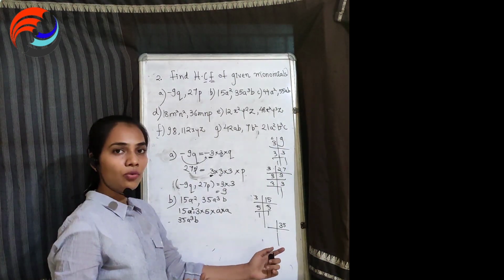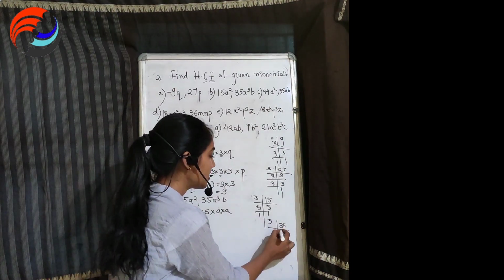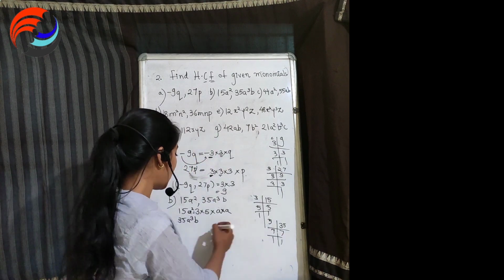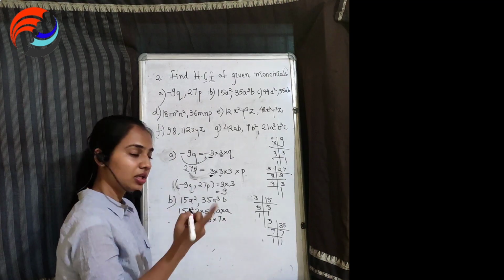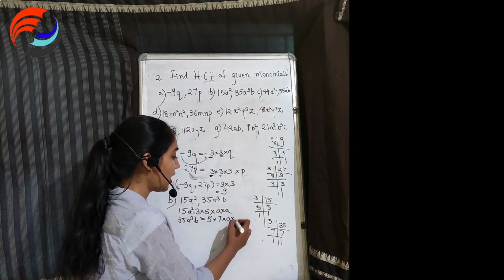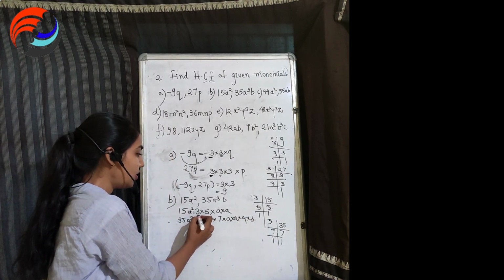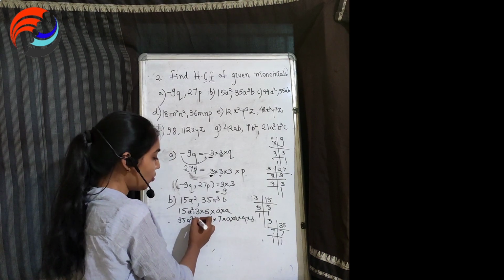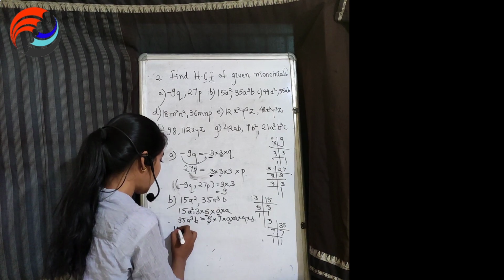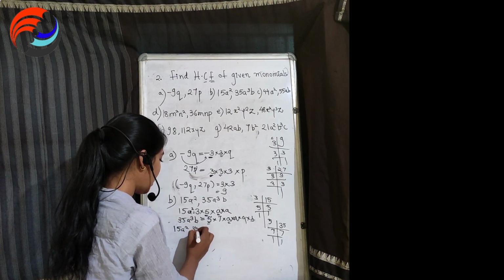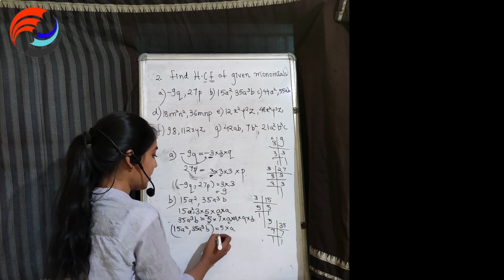4 won't divide it, take 5. 5 will divide it, because the unit place contains 5. So 5 7s are 35, 7 1s are 7. So 35 has factors 5 multiply 7, and a having power 3, so multiply a by 3 times, and then b. The 3 is not appearing in both, but 5 appears in both and a appears in both. So the factor of 15 a square and 35 a cube b is 5 multiply a, so 5a.